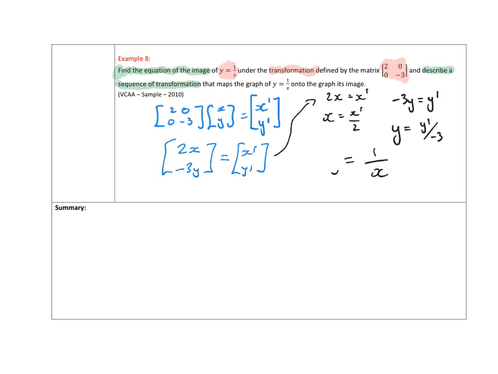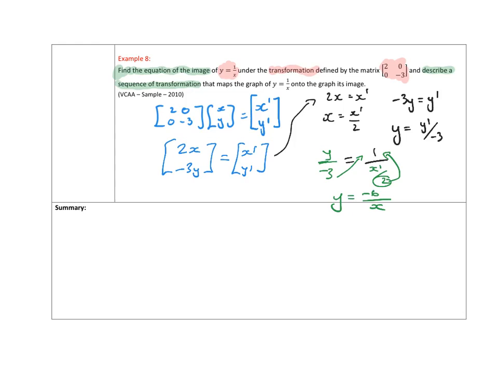So instead of y, we've got y dash on negative 3. And instead of x, we've got x dash on 2. Now that means that the 2 is going to come all the way up there, and we're going to multiply by negative 3, so that y is equal to negative 6 over x.